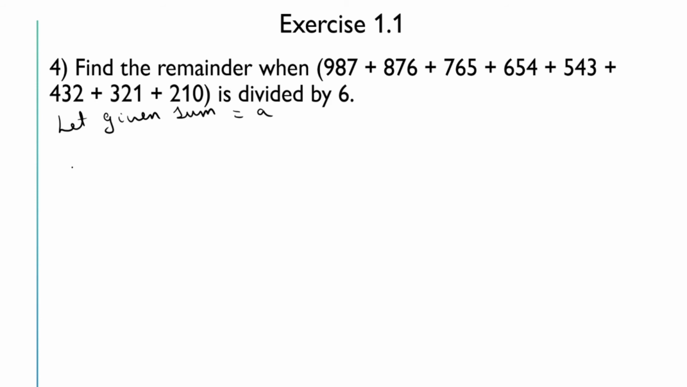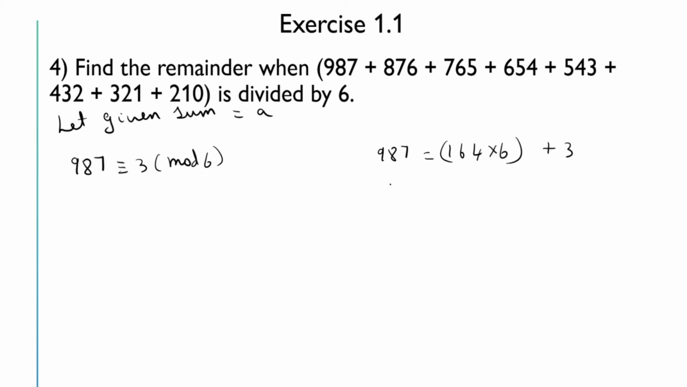So first let us take 987. I'm writing it on the side. We have 987 is equal to 164 into 6 plus 3. So we have 987 congruent to 3 mod 6. Because when we divide 987 by 6, we get the quotient as 164 and the remainder as 3. So we have 987 congruent to 3 mod 6.